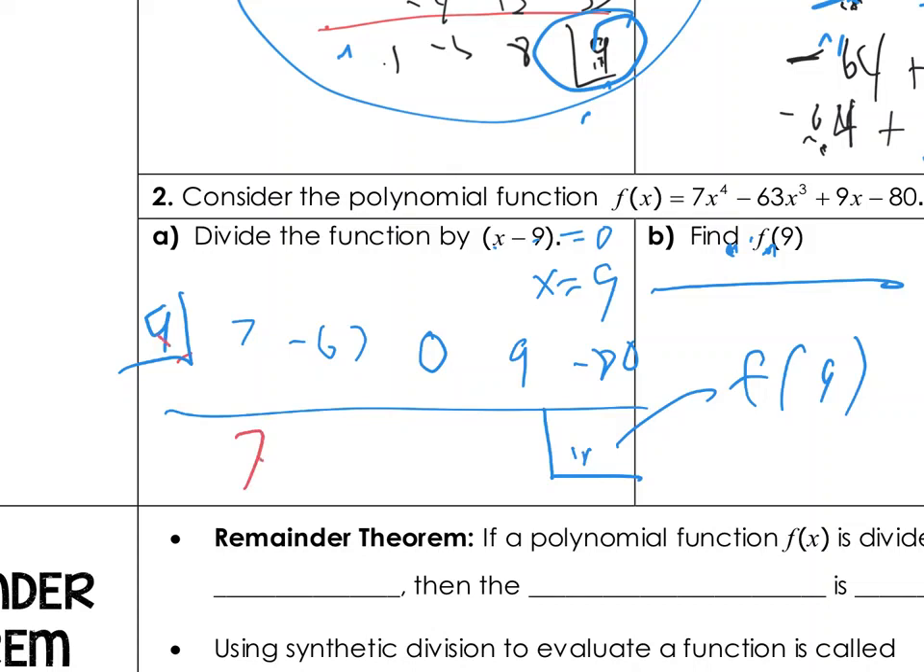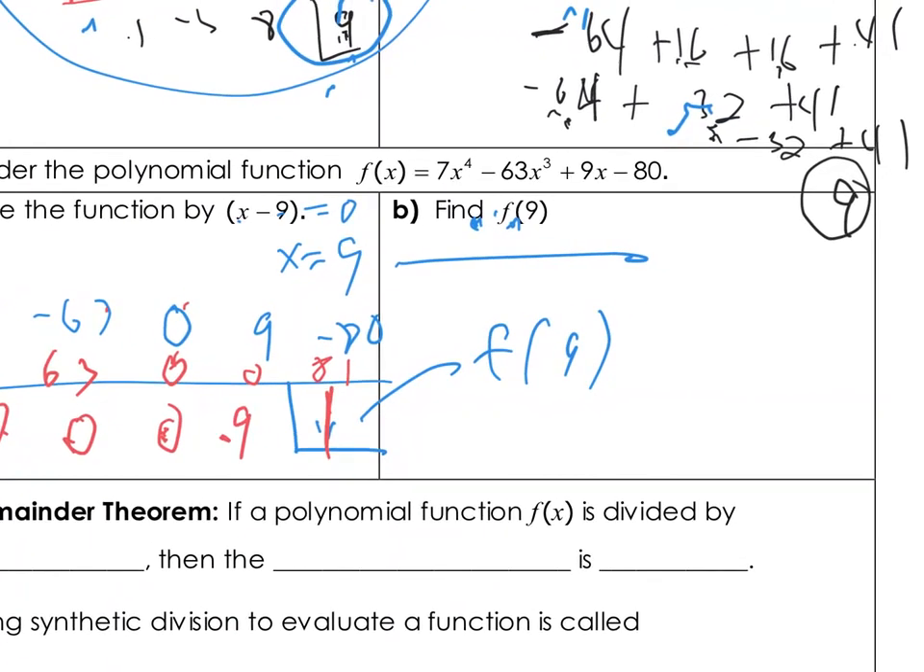7. 9 times 7 is 63. And -63 plus 63 is how much? 0. 9 times 0 is 0. And 0 plus 0 is getting boring. 9 times 0 is 0. Now when I add straight down, I get a 9. 9 times 9 is 81. 81 minus 80 is 1. Therefore, f of 9 must be a 1.